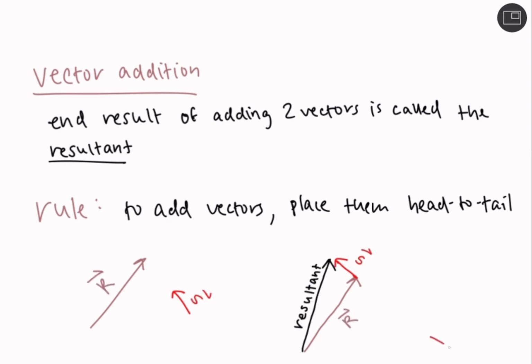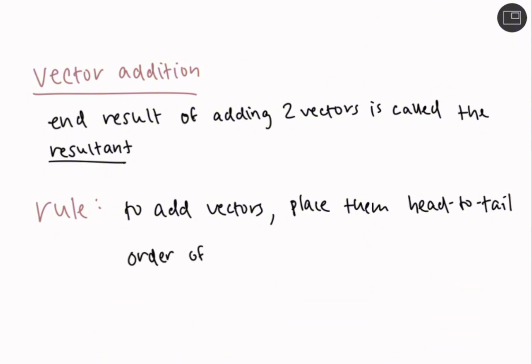However, if you were to take the red vector first and then add the tan one by the method of head to tail, you'd actually find that the resultant vector is the same. So let's write that down. The order at which the vectors are added does not affect the resultant.